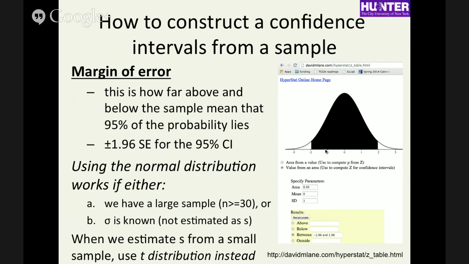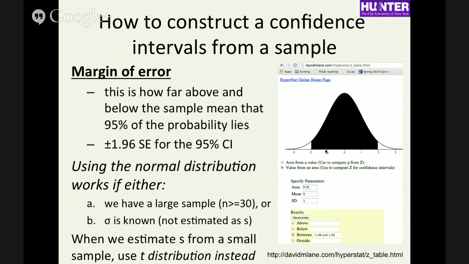You could use the empirical rule too. Yeah, you can use the empirical rule for the 95 or the 99 or the 66% confidence interval, or you can use a z table for other values. So you can do this, and as long as either n is larger than 30, so you have a large sample, or the population is normal and we know the standard deviation of the population.